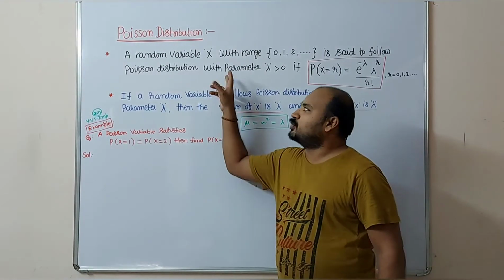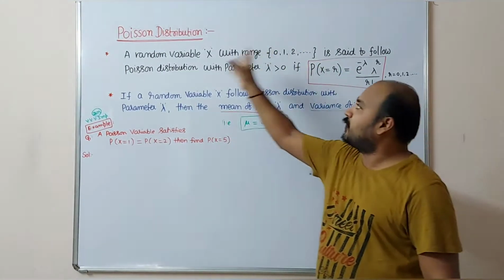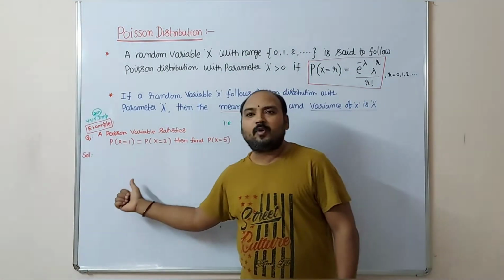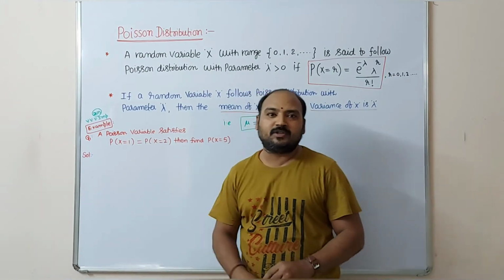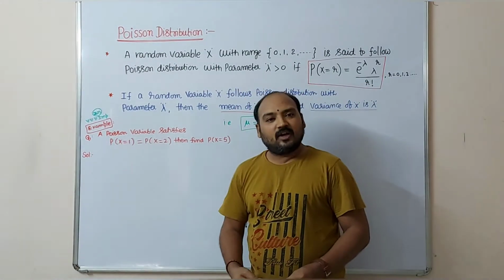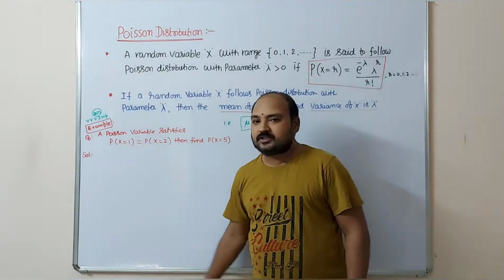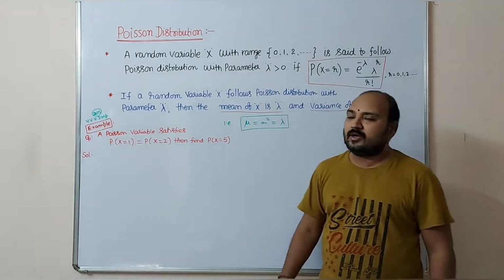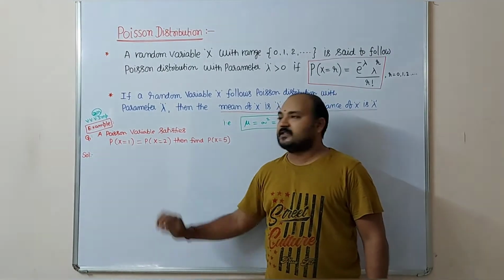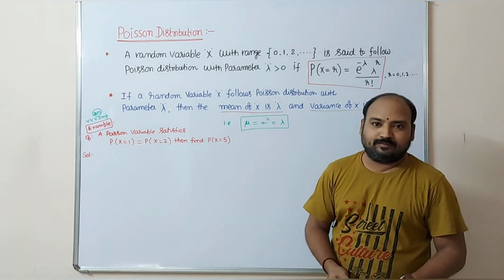So these are the two important points. Based on this definition, the probability function of Poisson distribution is very important for 2 marks in the public examination. In AP and TS, they ask this question a number of times. Let us have a discussion. A Poisson variable satisfies P of x equal to 1 is equal to P of x equal to 2. Then find P of x equal to 5.